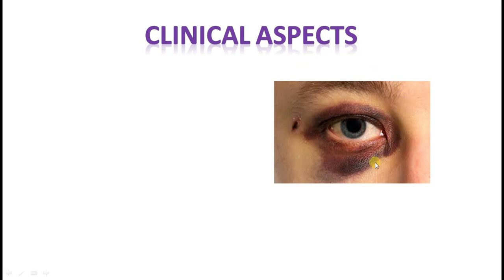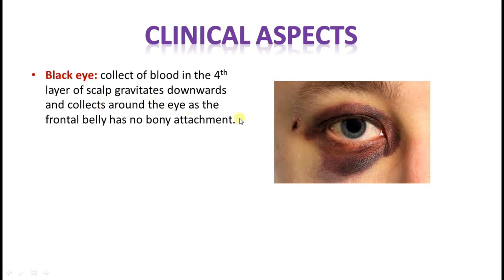So coming to the clinical aspects. So what is a black eye? Mainly what happens is, deep to the third layer, if there is a collection of blood or fluid, mainly in the layer of the emissary veins, the fourth layer, loose areolar tissue, because there is no bony attachment of the frontal belly of occipitofrontalis muscle, this fluid collection might come and settle around the eye, and that is called a black eye.